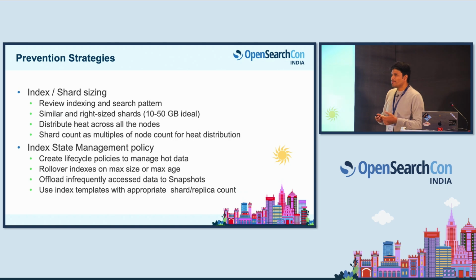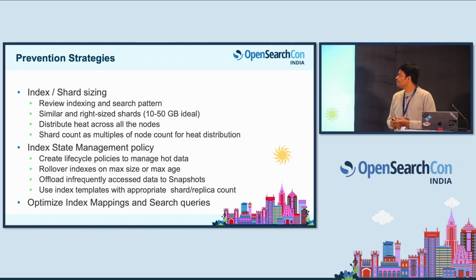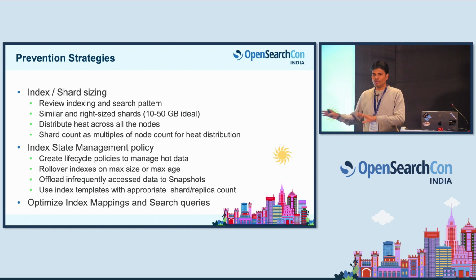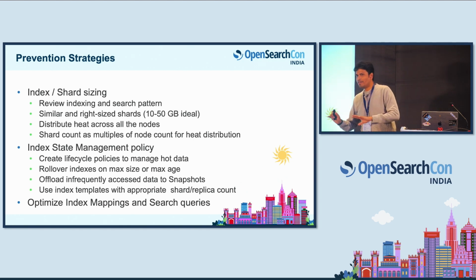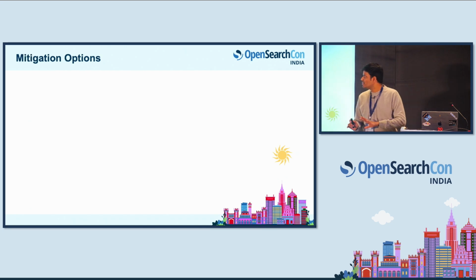Use index state management for applying the index settings, metadata, right? Creating lifecycle policies, rolling over indexes, offloading some of the data that you don't use at all to snapshots, and obviously with the shard and the replica configuration. And optimize the index mappings and search. Talking about this would take maybe a full day. There was one talk already which went much more in depth about this.